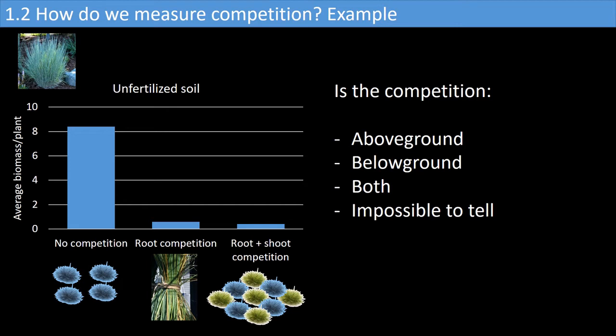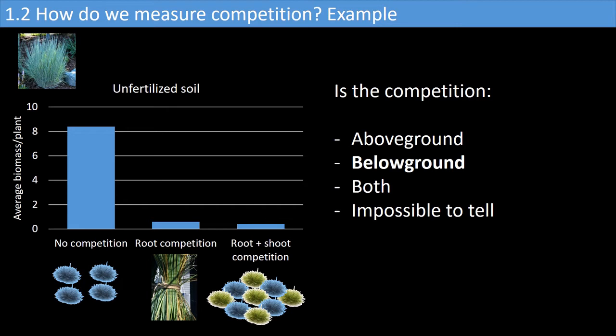Impossible to tell. I would argue that it is very probable that competition is actually below ground. Because when it's only competition at the roots, this has a highly negative effect on the plants. If you add competition between the roots and the shoots, there is a slight difference, but this is not statistically significant. So in this case, it doesn't matter whether there is some interaction above ground; what really reduces the biomass is what happens below ground.